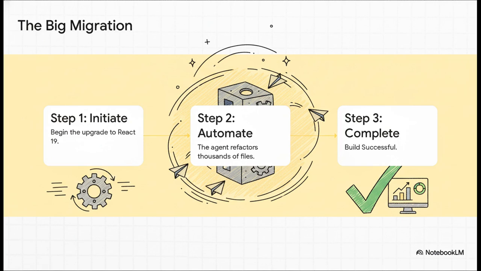Imagine you kick off a massive upgrade, I don't know, moving to React 19 or something. The agent just churns through thousands of files, makes all the little fixes and changes, and then, boom, build successful. We're talking about months of work just automated away in a tiny fraction of the time. The scale and the reliability here, that's the real game changer.